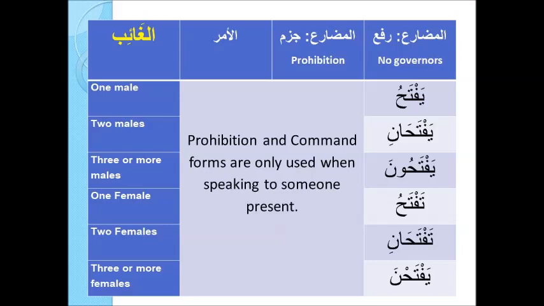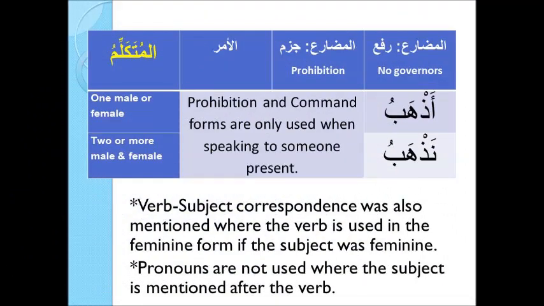الغائب, the third person pronouns, the مضارع in the state of rafa with no governors. يفتح، يفتحان، يفتحون، تفتح، تفتحان، يفتحن. And there are no attached pronouns for the prohibition verb and the command verb, as they are only used when speaking to someone who is present. And the first person, المتكلم, أذهب and نذهب.